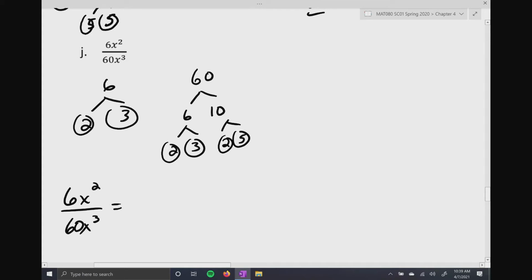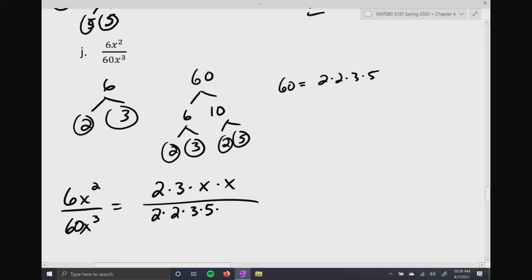So now I'm going to write everything out. If you want, just watch the screen real quick, because when I say I'm going to write everything out, I mean it. 6 is 2 times 3. And then x to the second, we know, means x times x. 60, let me write it out in order here: 2 times 2 times 3 times 5. And then I have x to the third, so I'm going to write 3 x's.